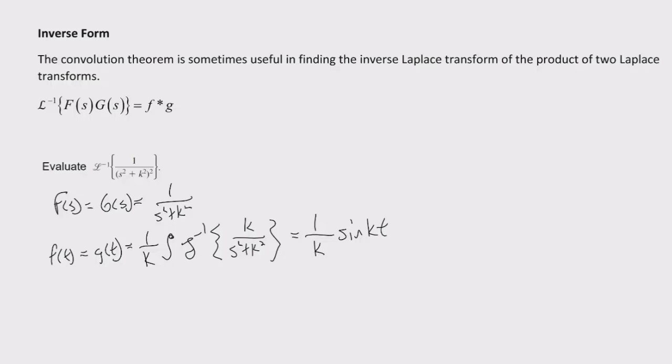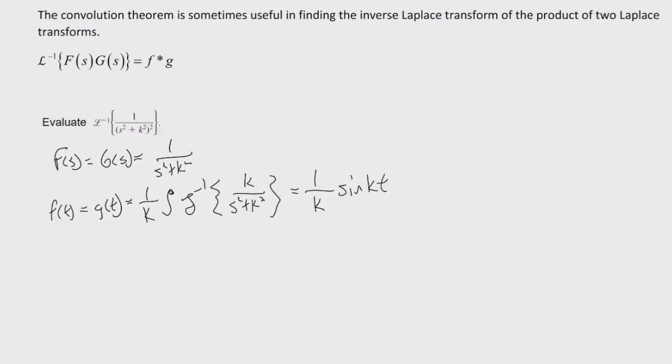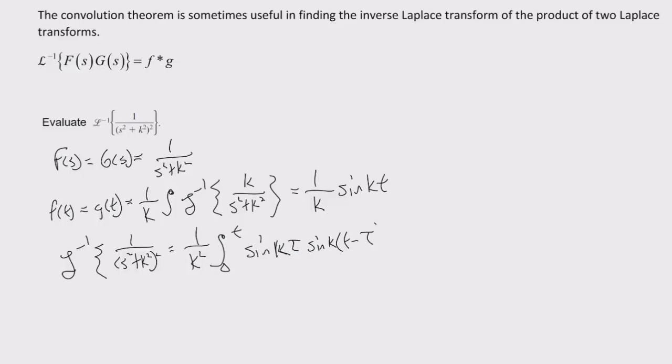So if we just go back to our definition of convolution, then our inverse Laplace of 1 over s squared plus k squared would be 1 over k squared, integral from 0 to t of sine of k tau, and then sine of k times t minus tau, d tau.